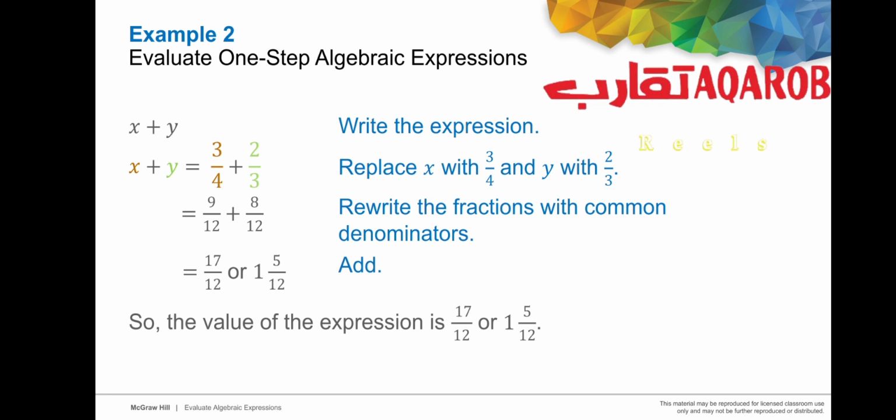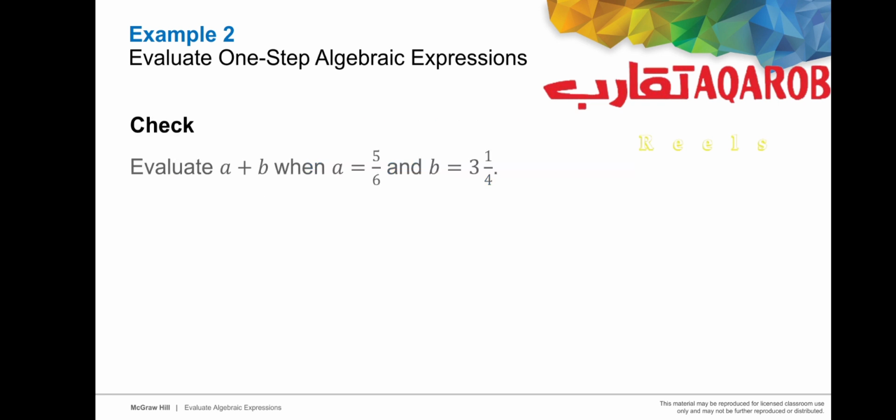I will ask myself, what's the least common multiple of 3 and 4? It will be 12. Then what's the number I multiply 3 by to get 12, or 4 by to get 12? It will be 3 for the 4, and 4 for the 3, so I will multiply the numerators by it. 3 by 3 is equal to 9, and 2 by 4 is equal to 8. Then we can add them together.